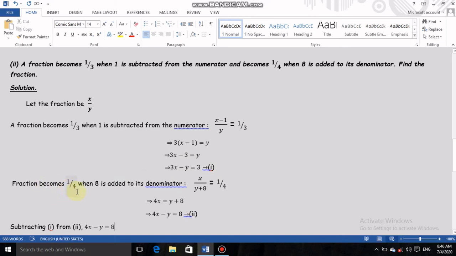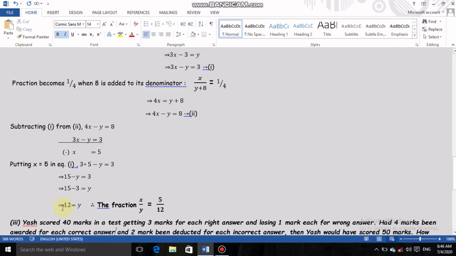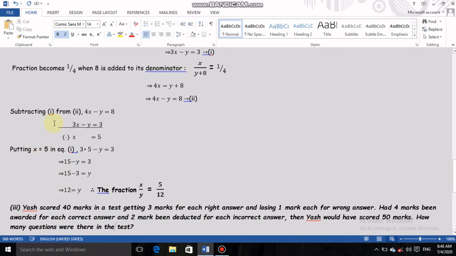Fraction becomes 1 by 4 when 8 is added to its denominator. So x by y plus 8 is equal to 1 by 4. By cross multiplication, 4x is equal to y plus 8. Or 4x minus y is equal to 8, equation 2. Subtracting 1 from 2, 4x minus y is equal to 8, 3x minus y is equal to 3. We subtract: 4x minus 3x is x, and minus y is cancelled. It becomes 8 minus 3 is equal to 5. So x is equal to 5.